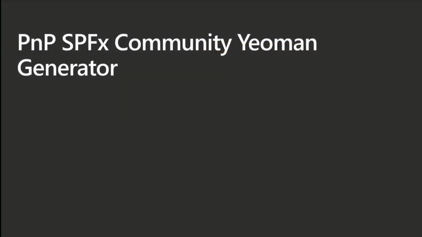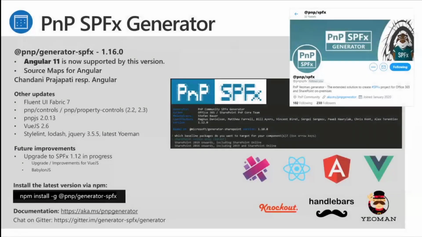So very exciting stuff. Next steps for the Yeoman generator. This is the community SPFx Yeoman generator. So generator 1.16 is out now. Angular 11 is now supported in that version. Source maps for Angular.